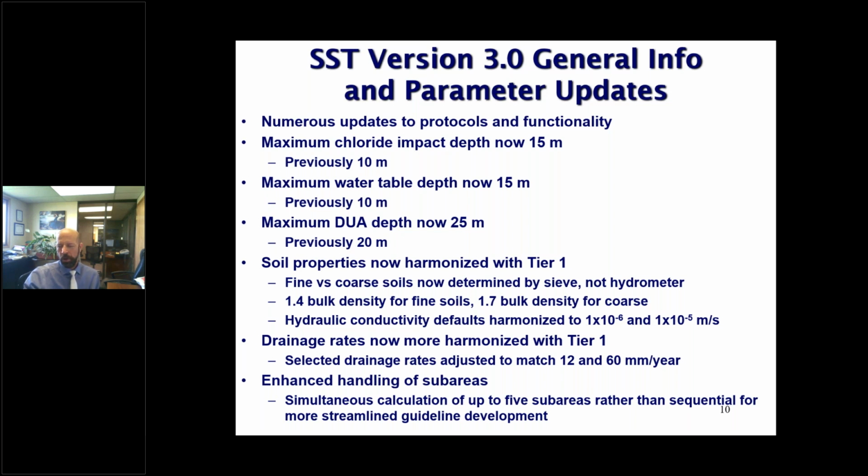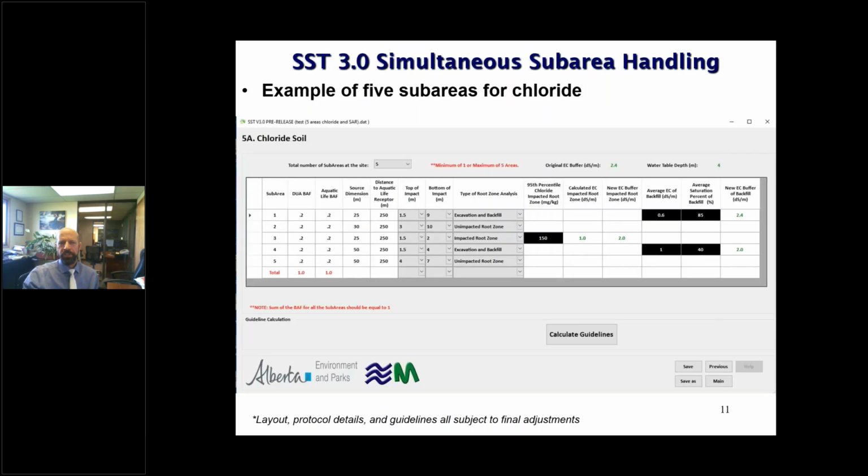Drainage rates are more harmonized with Tier 1 now, so you'll see numbers like 12 and 60 millimeters per year more frequently, which jives with Tier 1 better. And as I say, there's a big improvement in the handling of sub areas. So it can do up to 5 areas at once rather than doing them sequentially. And this screenshot here shows an example of that, where you can enter up to 5 sub areas.